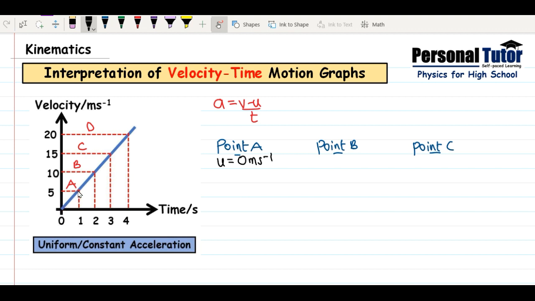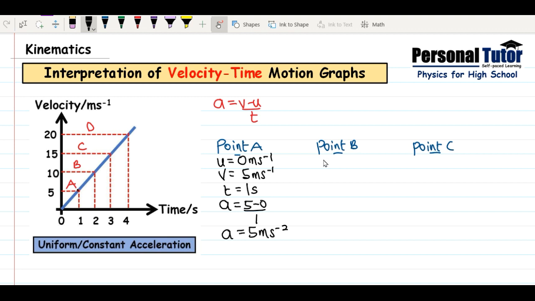Then the body travels along this line, gets to A, making the final velocity to be 5 meters per second within a time of 1 second. So t is 1 second. The acceleration at A then becomes v minus u, 5 minus 0 over 1. And the answer is 5 meters per second square. That is for point A.